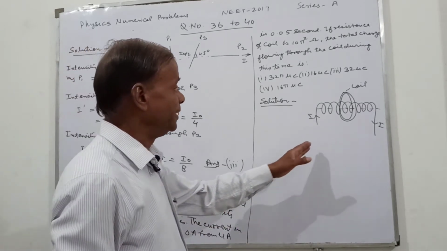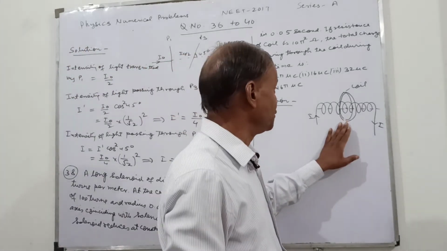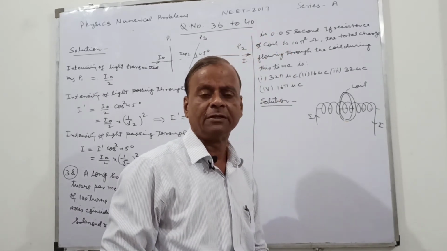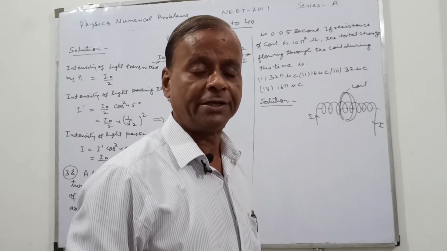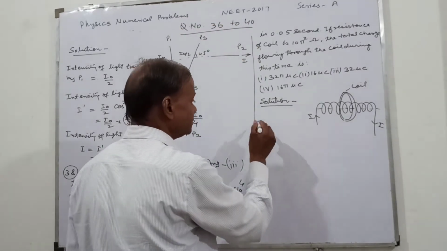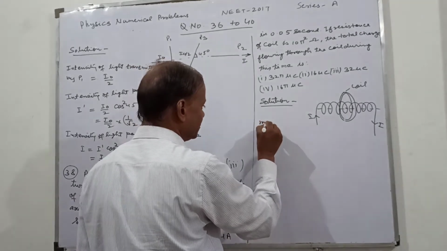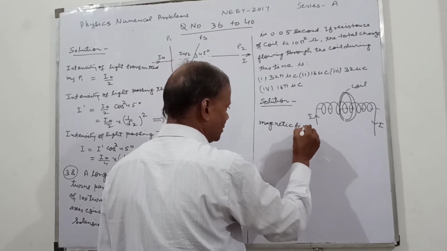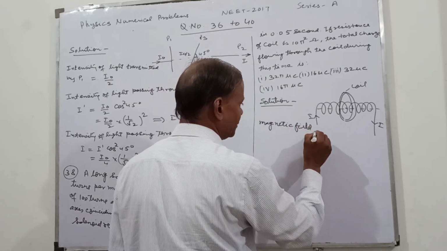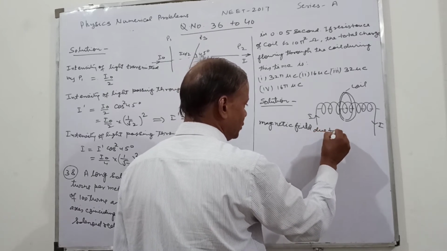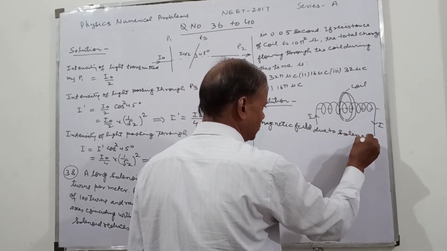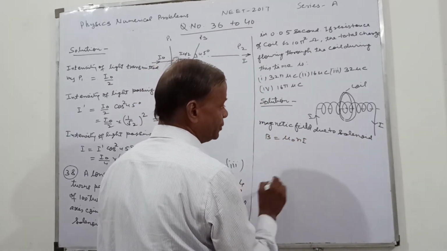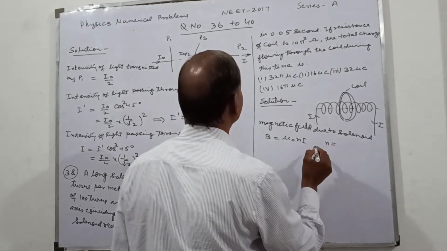So we have to find how much charge will flow through this coil, and this is the direct application of the Faraday laws of electromagnetic induction. So first we find the magnetic field due to the solenoid. This B is equal to mu naught n I. This we know, and this n is given to you here.